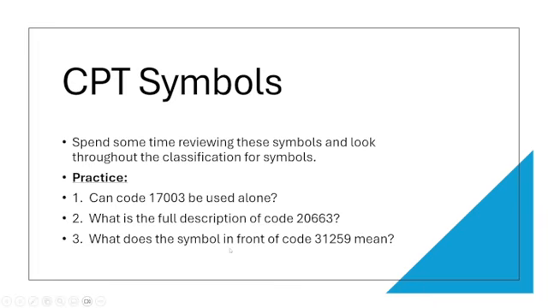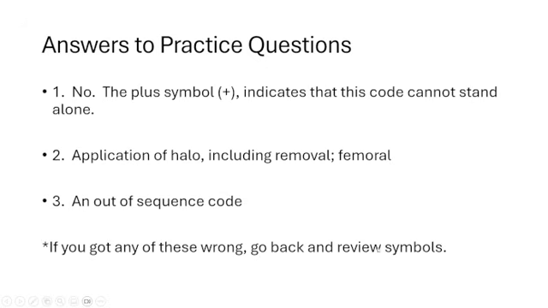What does the symbol in front of code 31259 mean? It means that that code is an out-of-sequence code. It's not in numerical order. It's going to be found in a different section. So if you got any of these wrong, go back and review symbols.